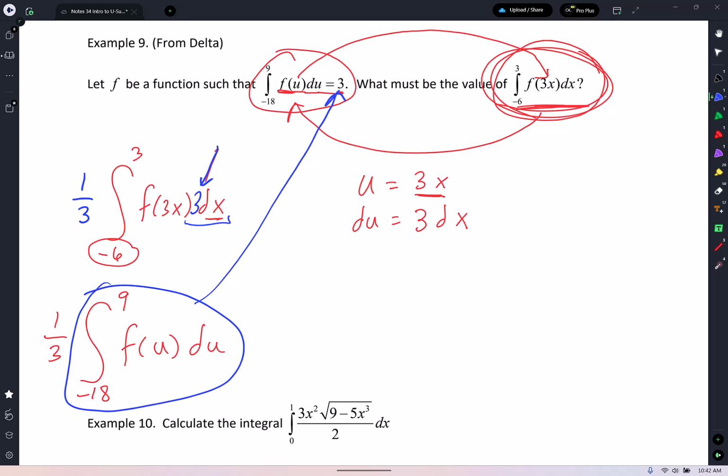And I want to make sure that you guys understand this. This integral with the 1/3 included is equal to this, with the 3, without the 1/3 in the front. Those are equivalent. So all I got to do is replace that with the 3. So what's 1/3 times 3? And that's what this is.